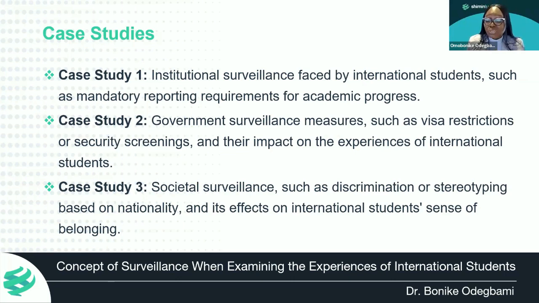For international students though, societal surveillance can manifest through peer monitoring in academic settings, such as classmates observing and commenting on their language skills, cultural practices, social interactions. I've had situations where students would say, well, nobody understands me when I talk because I have an accent. Or you have students that say, I don't understand that teacher because they have a very strong accent. These are all societal surveillance.